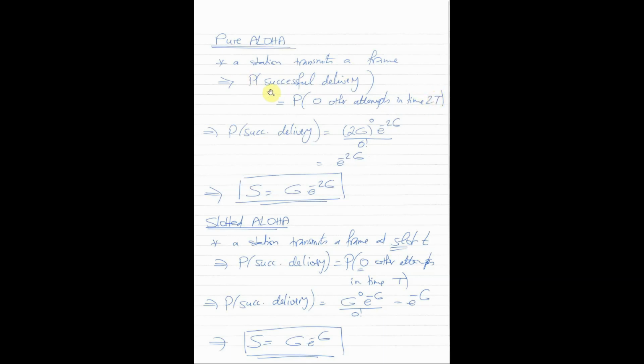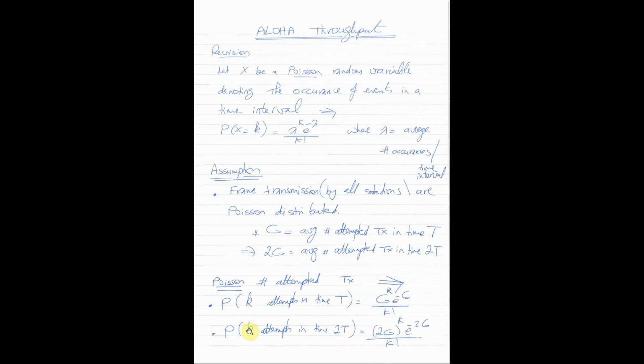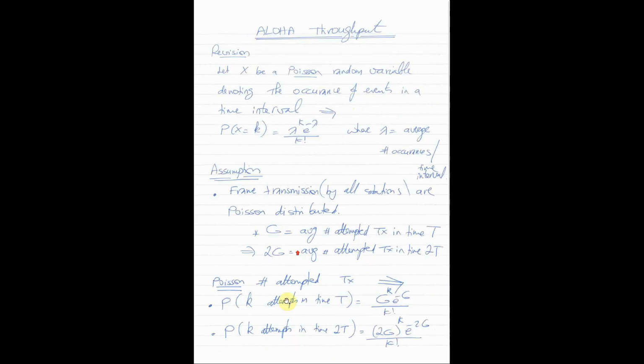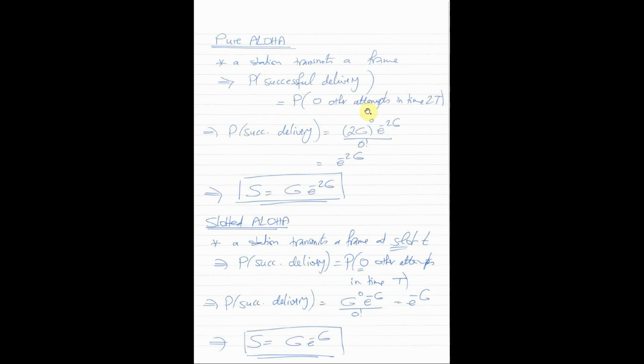What is the probability that we don't get a collision? In other words, what is the probability that we have a successful delivery? It is that we have 0 other attempted transmissions during that time 2T. How can we express the probability of 0 other attempts in time 2T? We just substitute with k equal to 0 in the second expression. Why in the second expression? Because what I need here is the probability of 0 attempted transmissions in time 2t, which is the second expression. Let's substitute with k equal to 0. So 2g to the power of 0, e to the power of minus 2g over 0 factorial, and this is precisely what you see here. Of course, mathematically, 2g to the power of 0 is 1. 0 factorial is also 1, so the probability of successful delivery is equal to e to the power of minus 2g. Don't make a mistake.